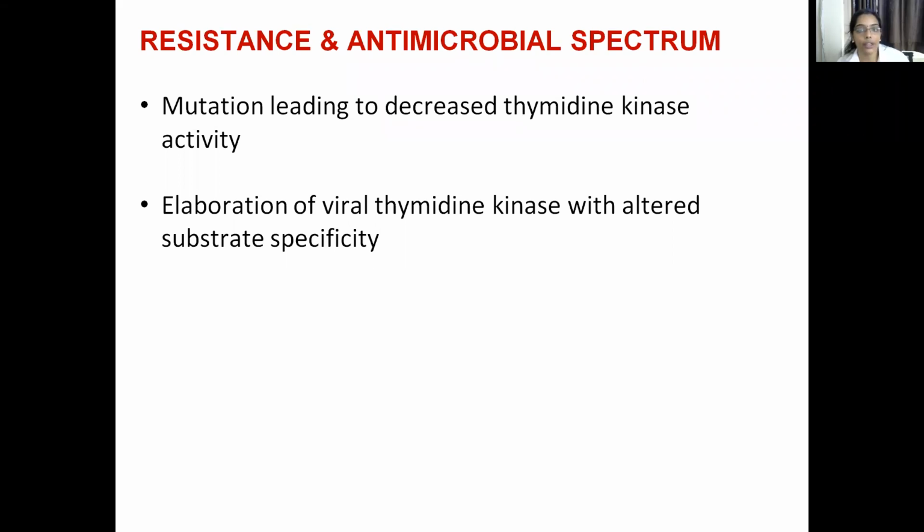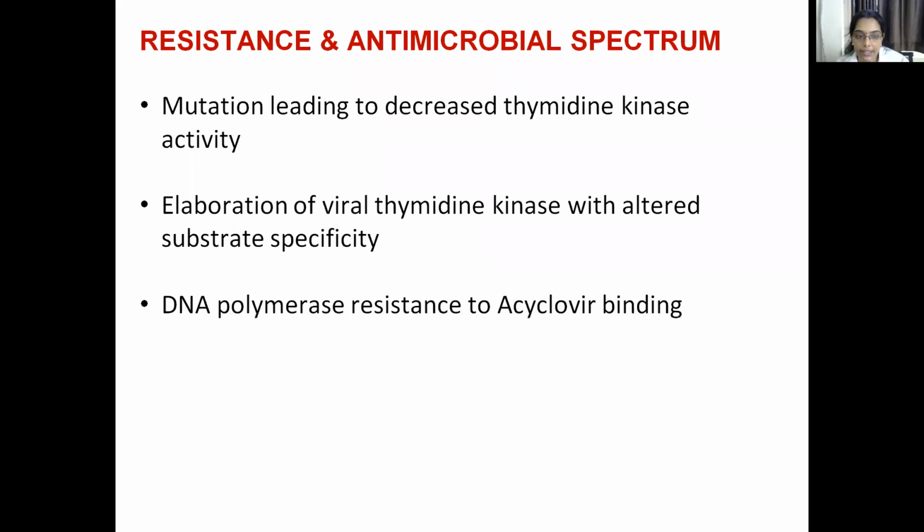Now here the thymidine kinase is altered, so acyclovir does not act as a substrate anymore to the thymidine kinase. Then the next is the DNA polymerase. The acyclovir triphosphate which is formed also inhibits the DNA polymerase enzyme. So this DNA polymerase now develops resistance to acyclovir binding to it.